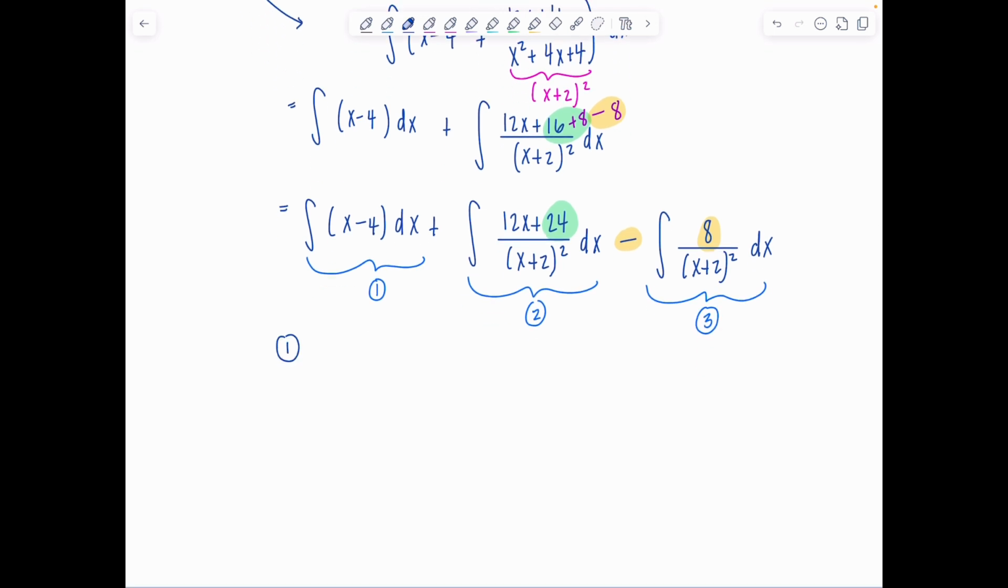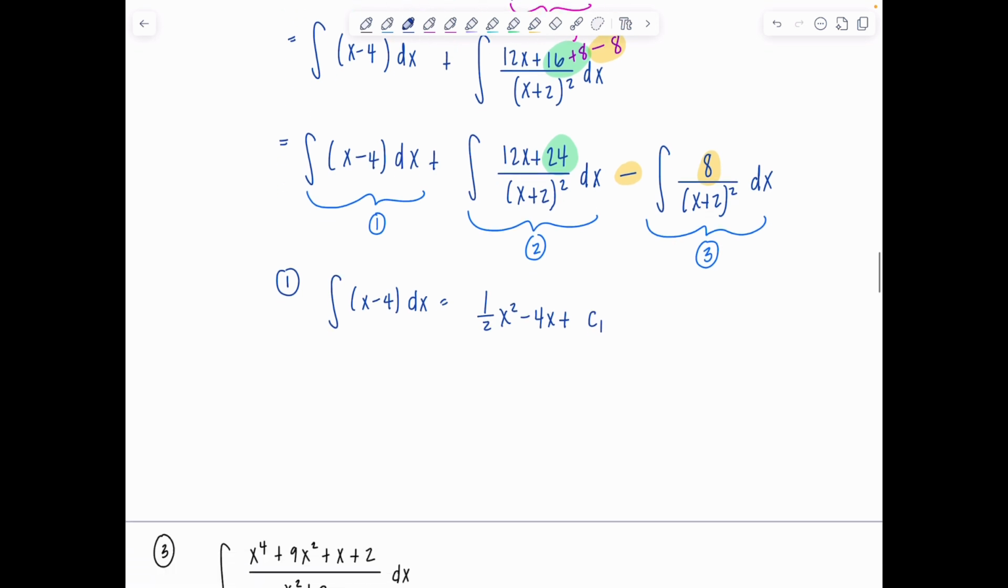So integral number 1, x minus 4 dx. We got this, no problem. 1/2 x squared minus 4x. I'm going to say plus c1. I'm going to save my final constant c for the very end of the integral, okay? Number 2, integral of 12 times x plus 24. Let's factor out the 12. Then it's just x plus 2 over x plus 2 squared dx.